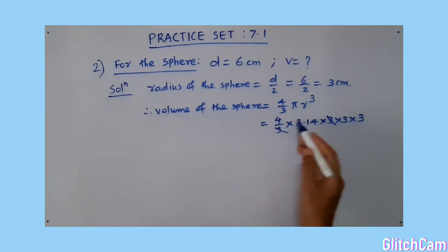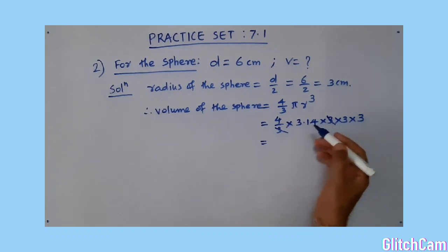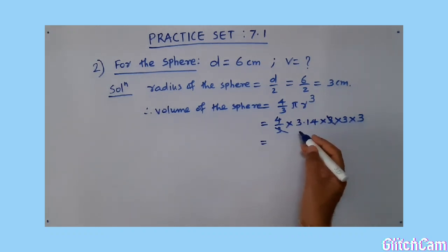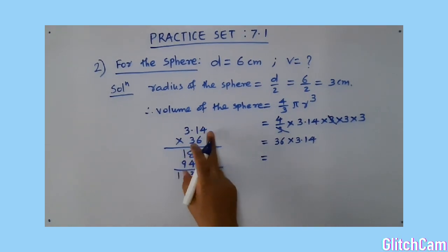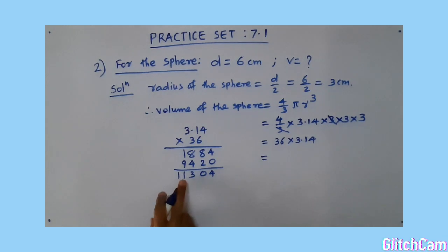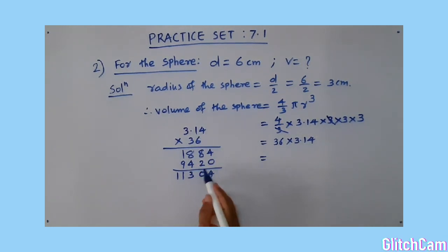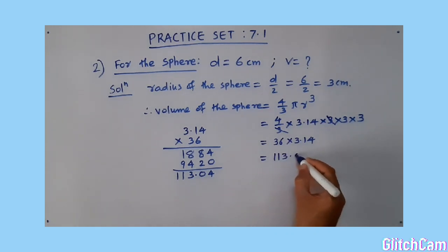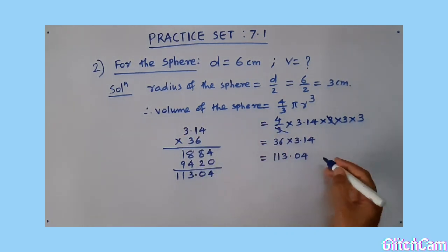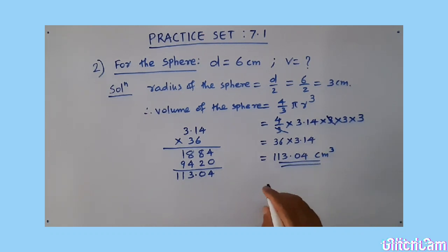Now very simple multiplication. Okay, 4 3s are 12, 3s are 36, 36 into 3.14. You have to just multiply it. Okay. So what is the product? So product of 3.14 and 36 is 113.04. Since there are 2 digits after the decimal point, I have to go from back side, leave 2 digits and put the decimal point. So that is our product 113.04. It is volume of the sphere, so it is centimeter cube. We write this way, centimeter cube. This is the volume of the sphere.